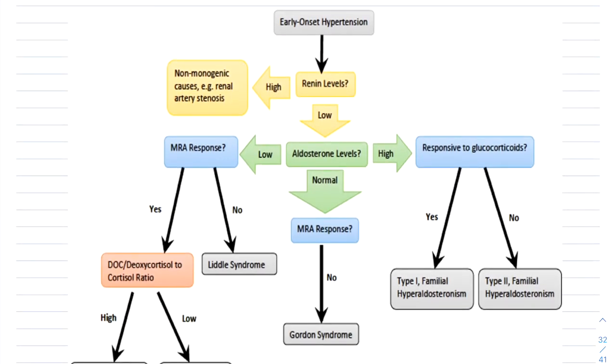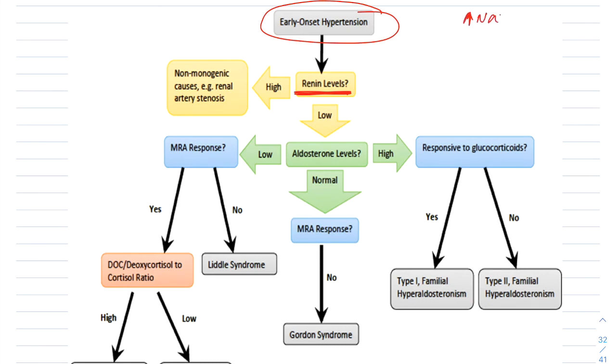So just summarizing the algorithm we have to follow if we suspect a case of monogenic hypertension: if the patient has an early onset hypertension with abnormalities in potassium and pH, then we have to first check the renin levels. Remember, monogenic hypertension is because of increased sodium reabsorption.